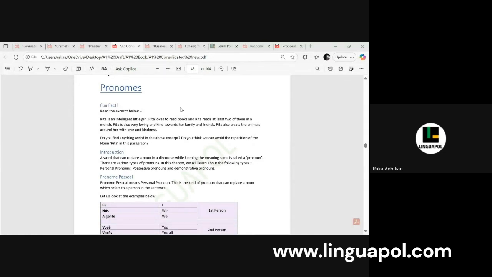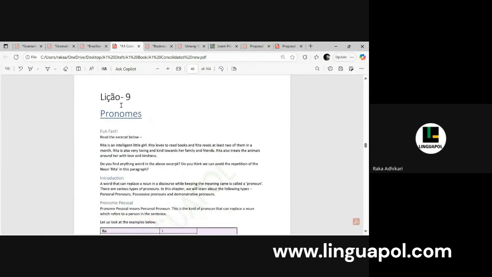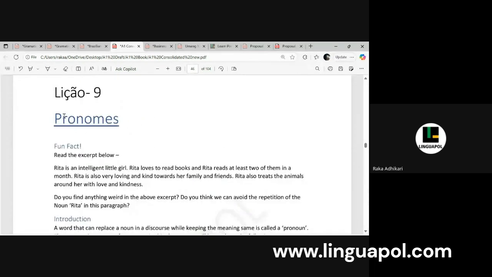Ok, gente, então vamos começar a nova lição. Lição 9, pronomes. Pronouns. So, what is a pronoun? What do you mean by this word pronoun? Which is used to represent a noun. Exatamente, sim. Ok. Pronome é uma palavra que pode substituir o substantivo.